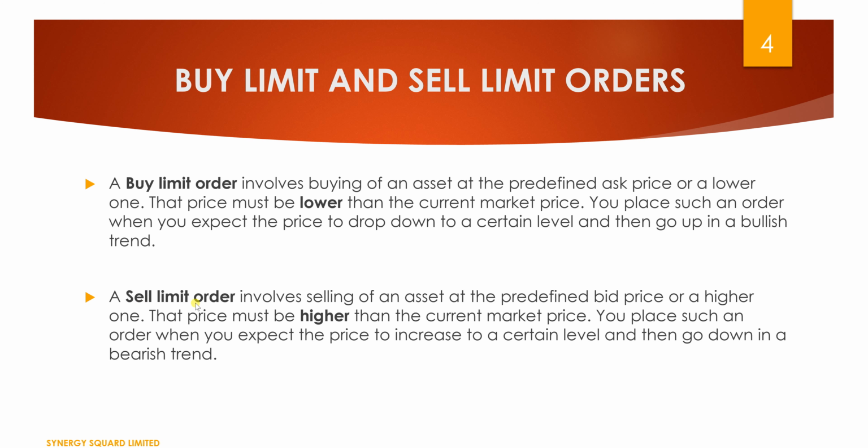And then a sell limit order involves selling of an asset at the predefined bid price or a higher one. That price must be higher for a sell than the current market price. You place such an order when you expect the price to increase to a certain level and then go down in a bearish trend. Let's take some examples.